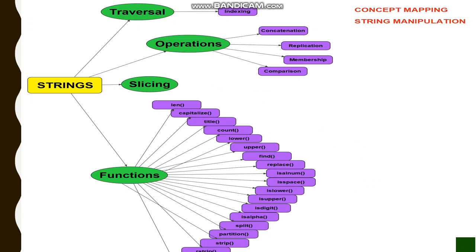Now this is what we have discussed so far: strings, traversal of a string using indexing, positive and negative index, all the operations, slicing using the indexing of values, and all 19 functions.